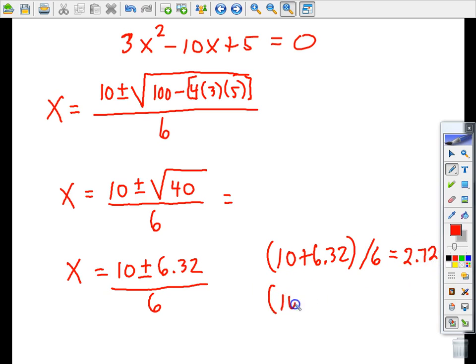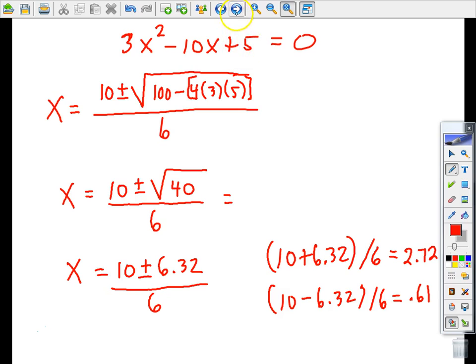And my other answer will be just taking those same 2 numbers but subtracting them and then dividing by 6. So who has that? 0.61. And those are my 2 answers. And so that's the way your answers will be represented in this block of problems when you have a number that's not a perfect square. Now, if this were a perfect square number, I would have ended up with 2 fractions that could be reduced. Okay, is everybody clear on that block?